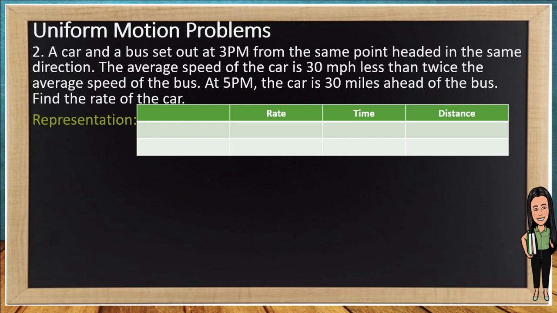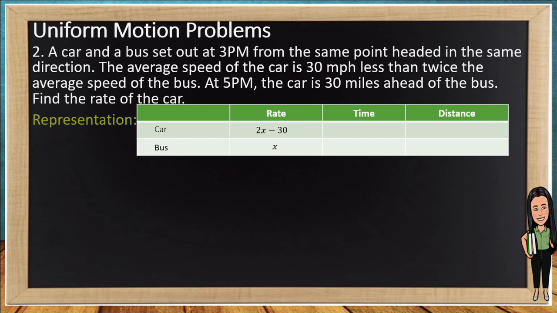Represent muna natin. So, doon sa una, the average speed of the car is 30 mph less than twice the average speed of the bus. So, we have car and bus. Yung bus, let us represent using a variable x, and then yung car, ang speed daw ng car is 30 mph less than twice. So, it will be equal to 2x minus 30.